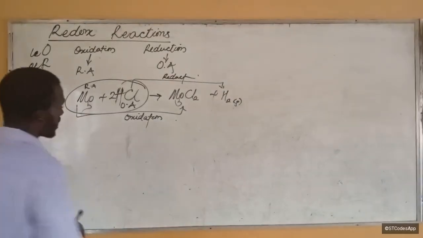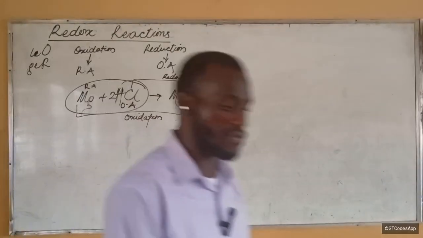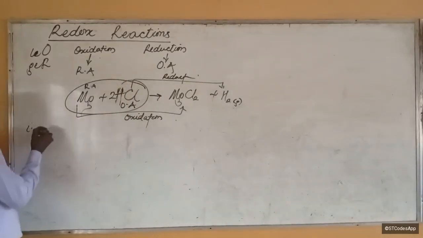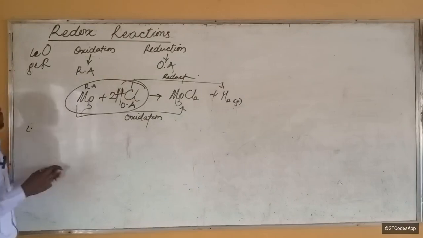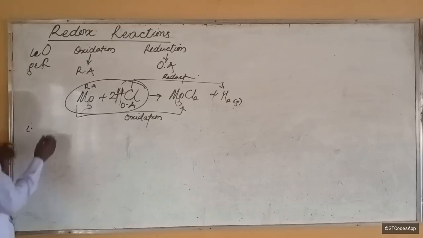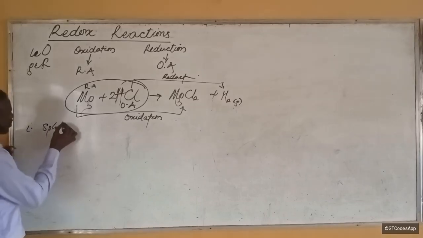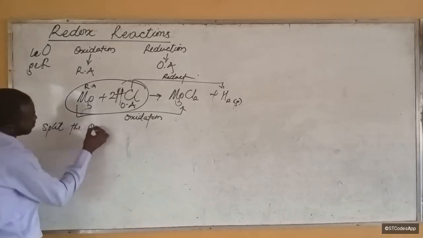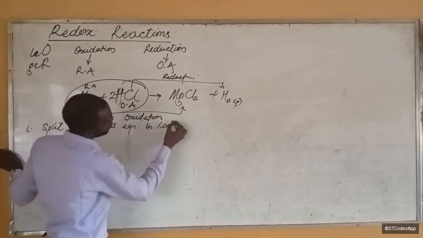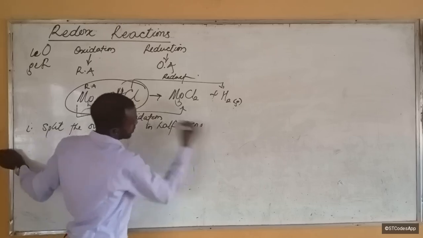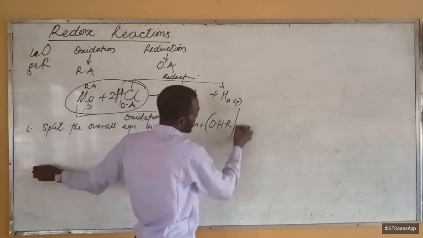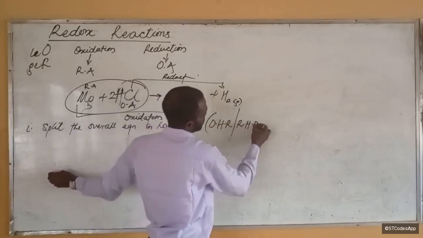So now, what are the rules for balancing chemical equations? The first thing you have to do is to identify the species that is being oxidized. If I give you a full equation, split the overall equation into half reactions. Now, what are the half reactions in this case? We have the oxidation half reaction and the reduction half reaction.